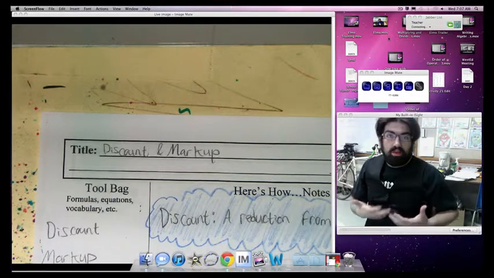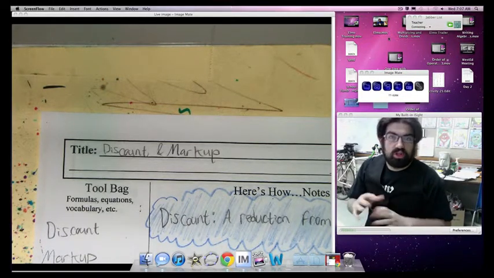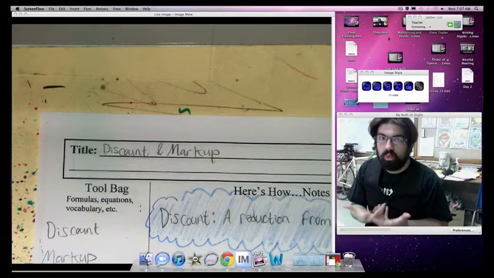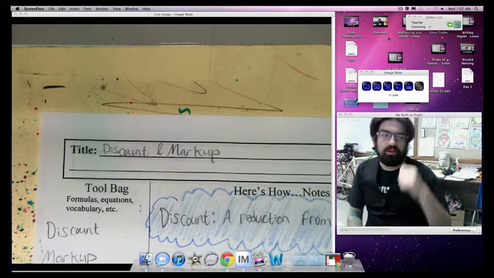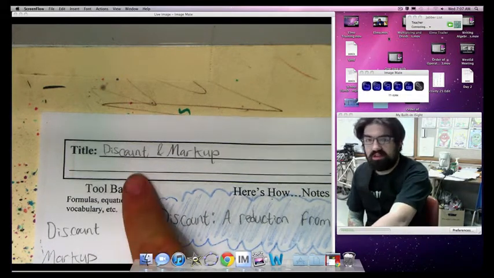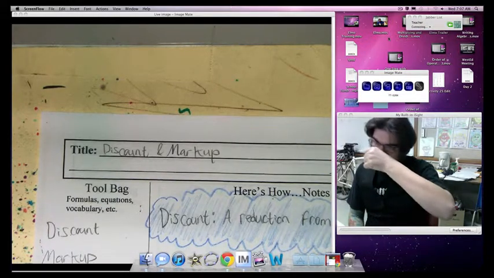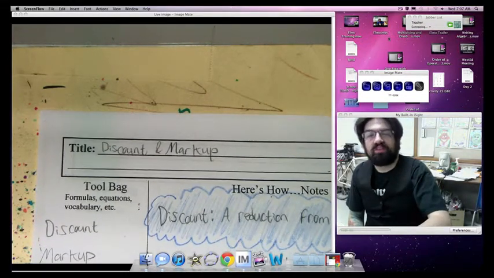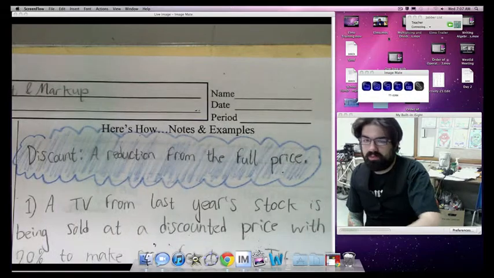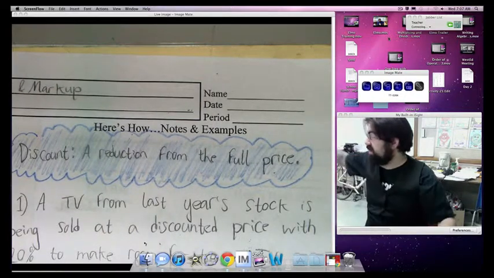Hi, we've been talking about percents lately, so we're actually going to get into how percents are used in the real world. Two main things are discount and markup. So with discount and markup, we'll just start with discount first.